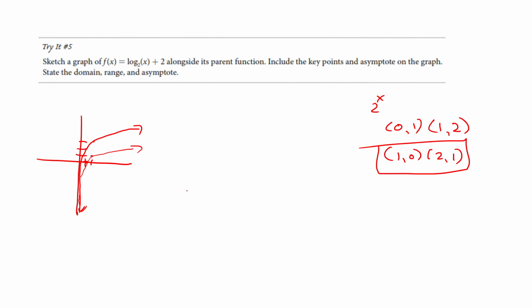Now what about my domain? Well, what's inside of there hasn't changed. It's still x has to be greater than 0, so 0 to infinity. How about my range? Well, it still covers everything. And how about my asymptote? Our asymptote didn't change either, so we're at the original one, which is a vertical line at x equals 0.